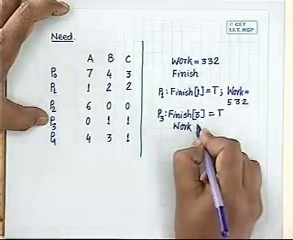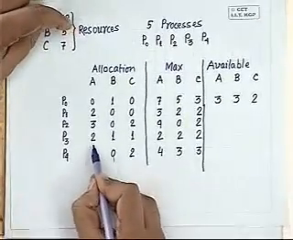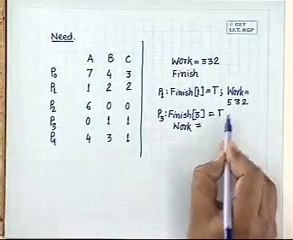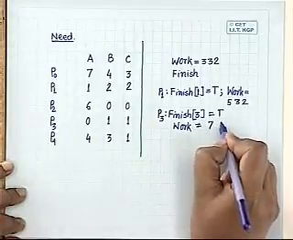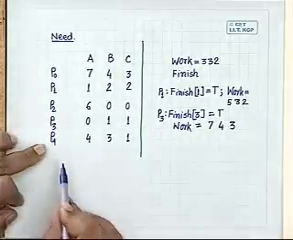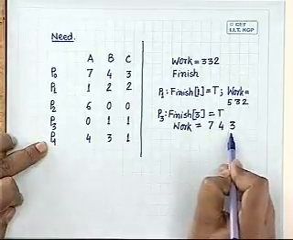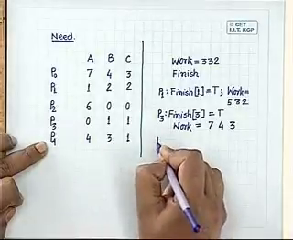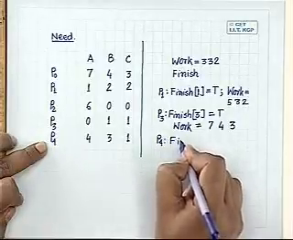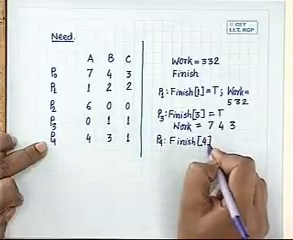What will be work vector now? Allocated 3 is, you see, allocated 3 is 211. So this 211 will be added to work. Okay? So this will be 7, 4, 3. Okay? With this, I come to P4. In P4, you find that future need is 431, which is less than or equal to this. So P4 can complete. Because P4 can complete, so I make finish 4 equal to true.